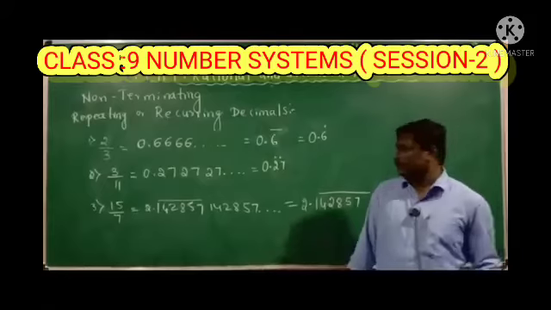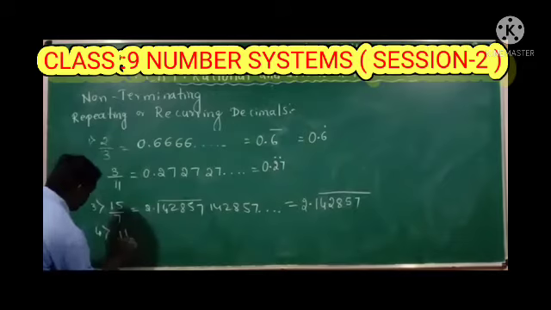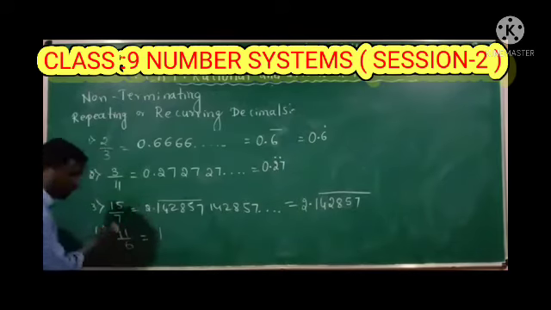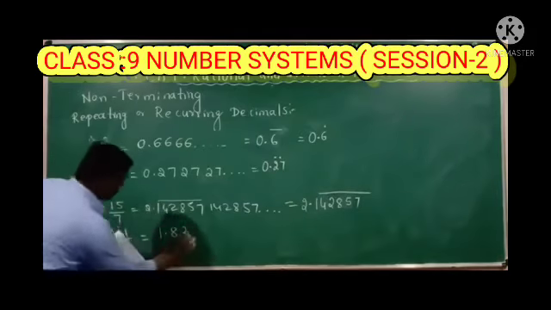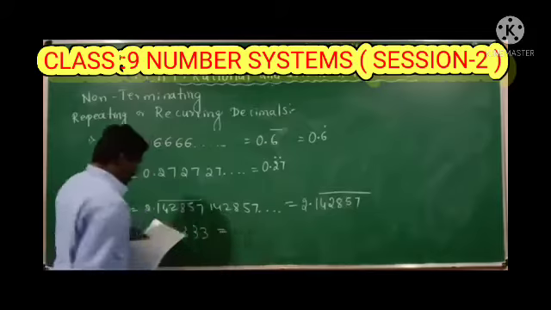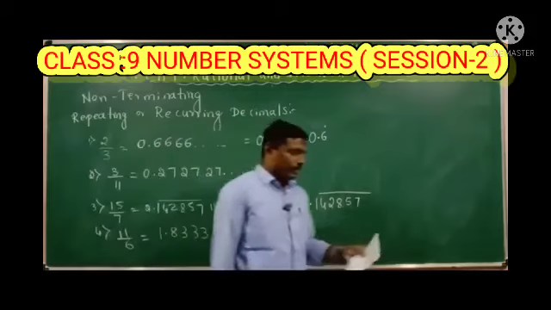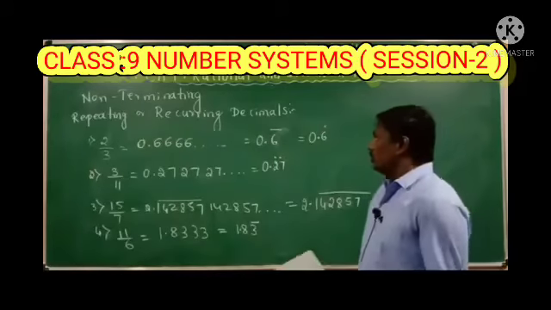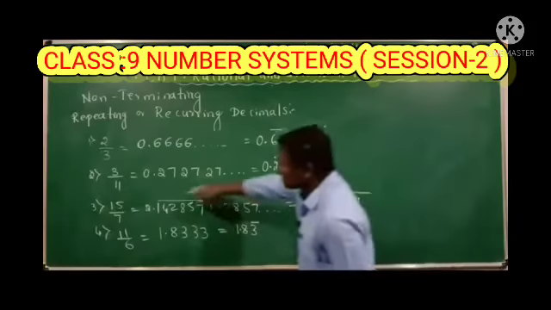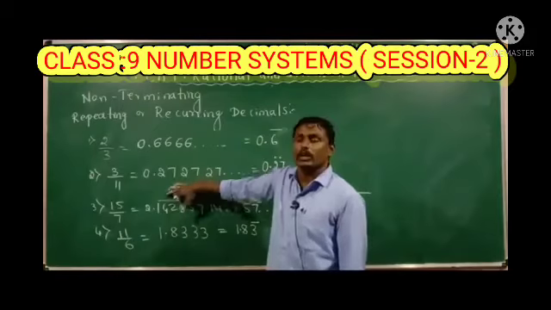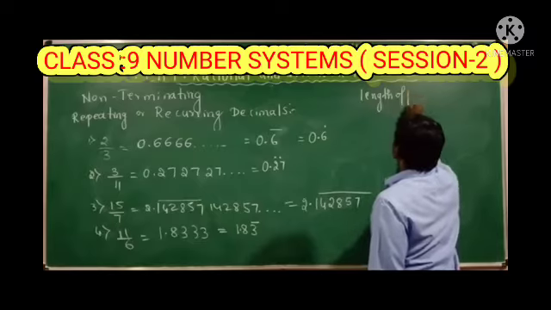Next, see one more example, the fourth one, 11 by 6. When I am dividing 11 by 6, I will get 1.8333. Here 3 is the repeated number. So the repetition of these decimals we call the length of the period.